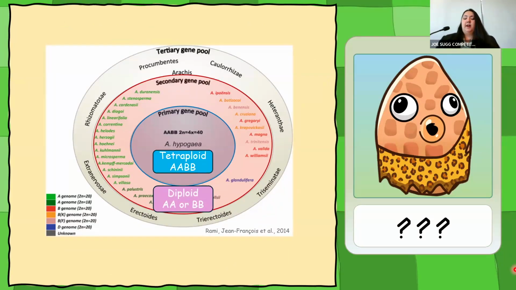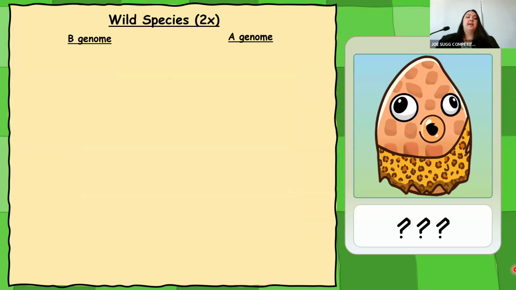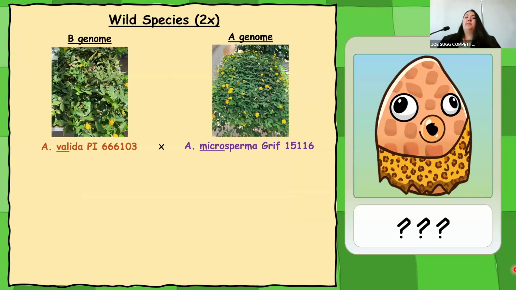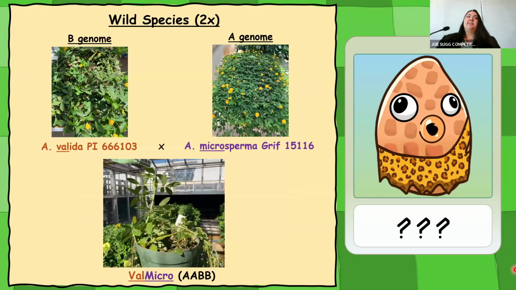In order to overcome this challenge, in the Wild Peanut Lab, we commonly will create synthetic wild allotetraploids. To do this, we get a B genome plant like Arachis valida and cross it with an A genome plant like Arachis microsperma. We cross them together and get a sterile diploid that is then treated with colchicine to induce chromosome doubling. Once this happens, we then get a synthetic allotetraploid, which we will name Valmicro after the parents, and it is now an AABB genome that is cross-compatible with cultivated peanut.